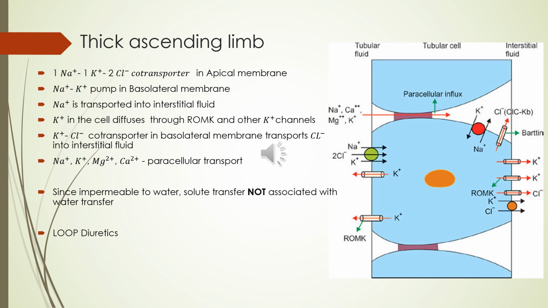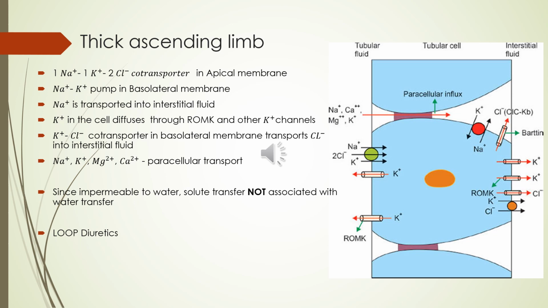And from the cell, with the help of the sodium potassium pump in the basolateral membrane, sodium ions will be transported into the interstitial fluid, and the potassium ions in the cell will diffuse through the renal outer medullary potassium channels and other potassium channels. The chloride ions that entered the cell will be transported into the interstitial fluid with the help of the potassium chloride cotransporter located in the basolateral membrane.